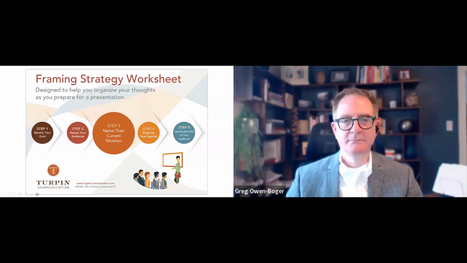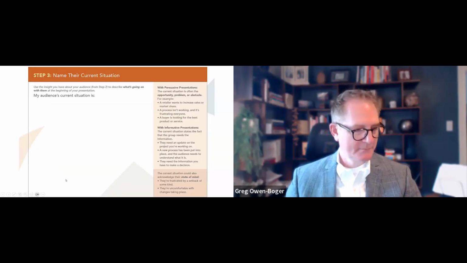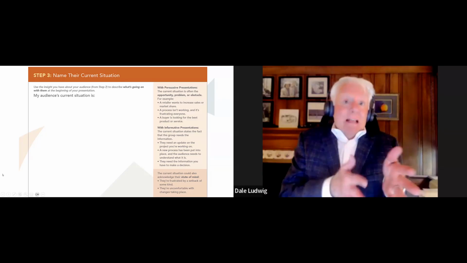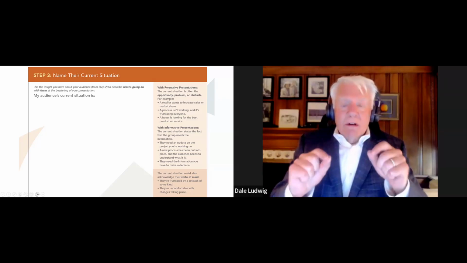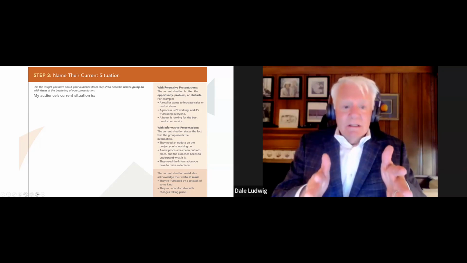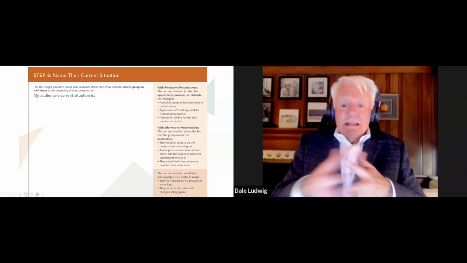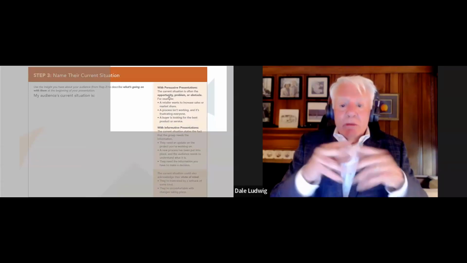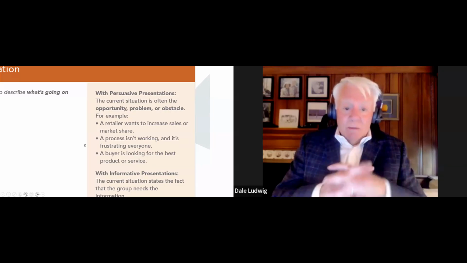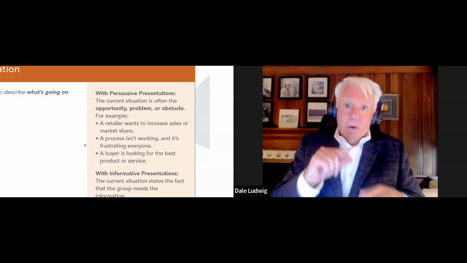There we go. Okay, step 3, name their current situation. That's important, well, it relates to what I just said, because you want to think about what is their frame of mind when they come in the door, when they start listening to you. So if we look at the right-hand side here, we can see that with persuasive presentations, the current situation is often, as the bolded words say, an opportunity, a problem, or an obstacle.